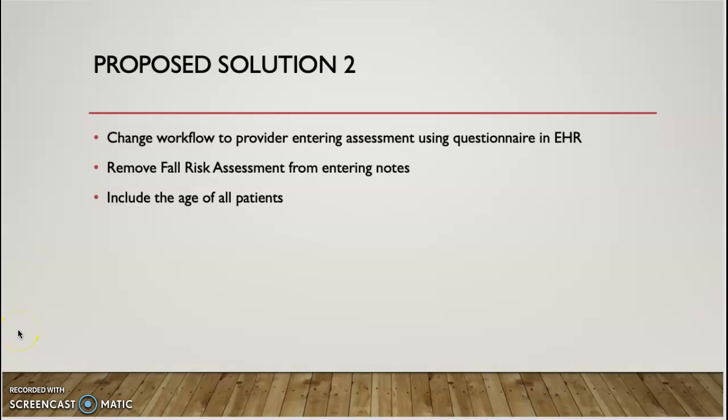Also, we would like to include all ages of the patients. The reason being is that this fall risk assessment only applies to patients that are 65 or older. So there could be a reason why we are receiving a 0% assessment. These patients could all be under 65. Highly doubt it, but it is possible.